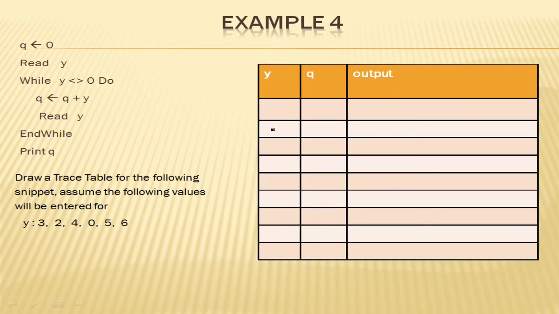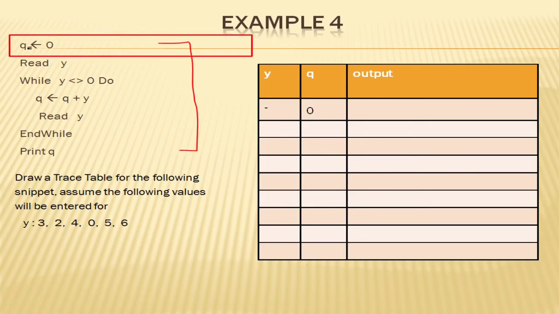So now that we have our table, the first thing that we're going to do is go through this snippet line by line and analyze each line, substituting values as necessary, right? And once we do that, move to the next line. So let's begin. The first line that we're going to go to is this line here, right? And it says q equal 0. So in the trace table, the first row, we're going to go underneath the q column, right? And we're going to write the value 0.